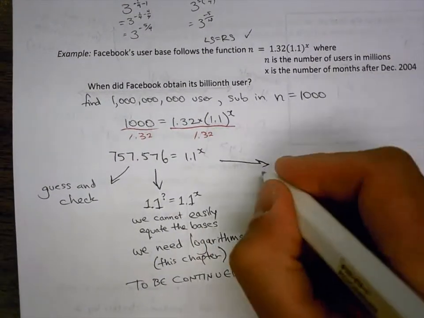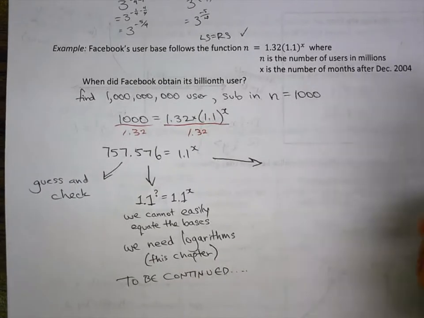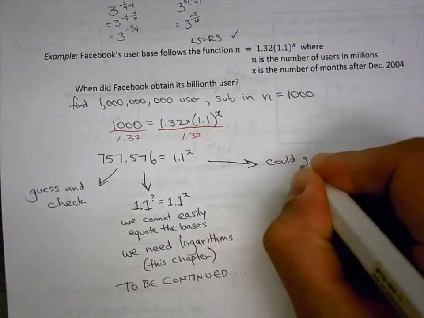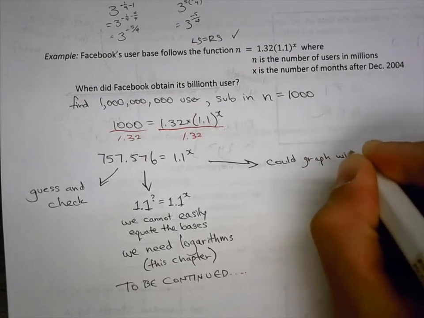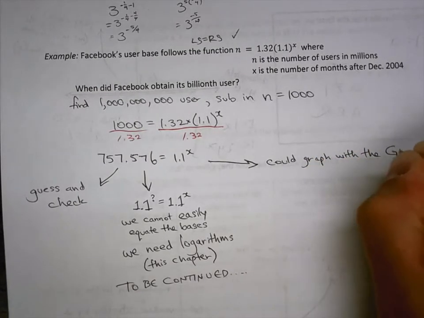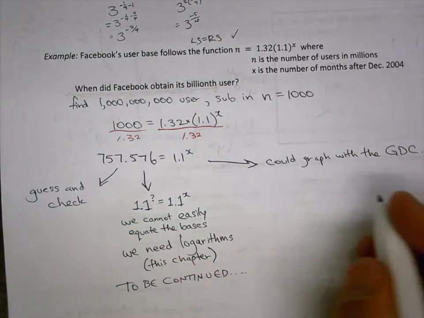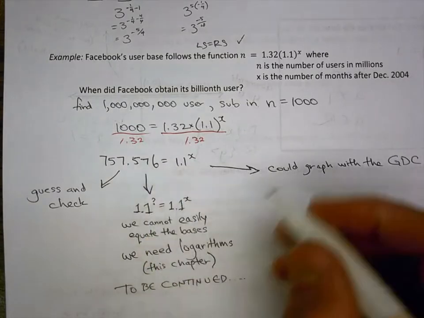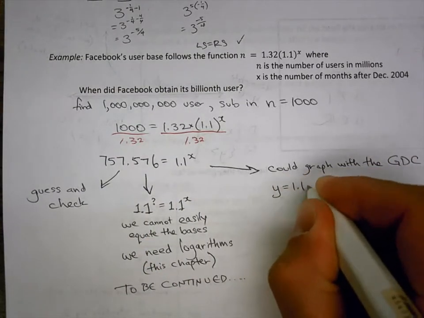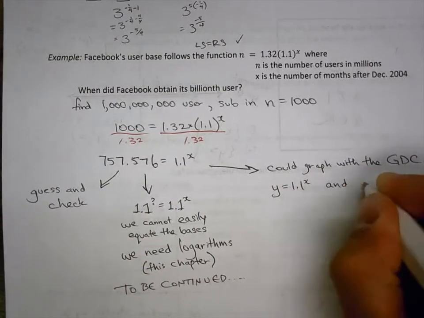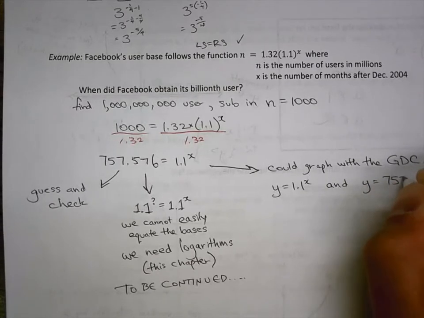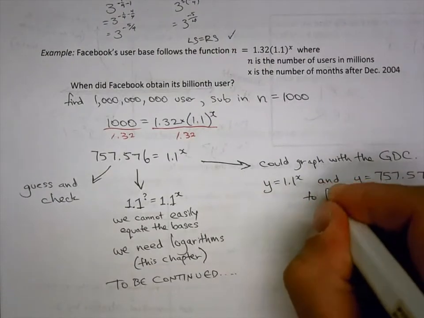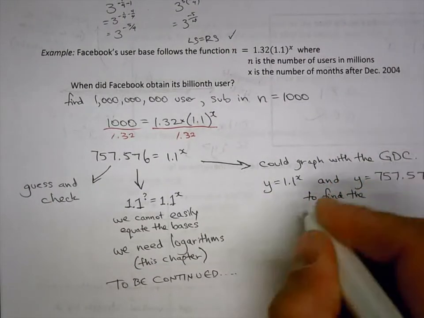And you guys are IB students. You have a graphing calculator at your disposal. So you could graph with the GDC. You could graph the two functions here. So you could graph y equals 1.1 to the power of x and y equals 757.576 to find the point of intersection.